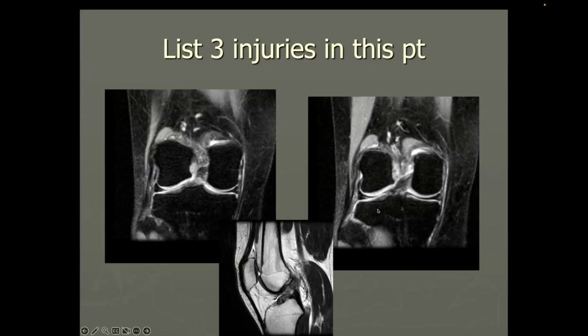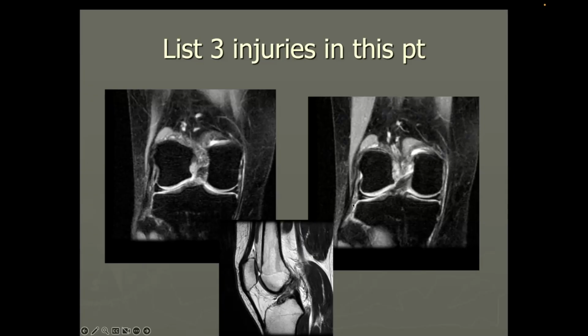I think it looks like there is a little bit of tearing in that ACL mid substance. Right here. Yep. Good. My next one was going to be the lateral meniscus. Looks like there's an intersubstance tear, and you see that tear extending to an articular surface.